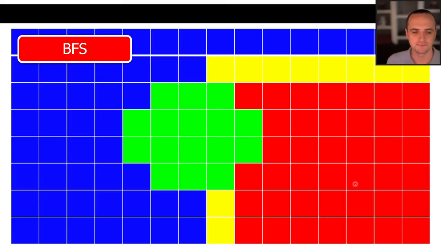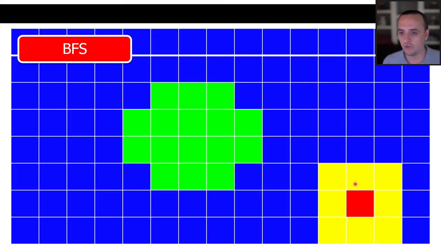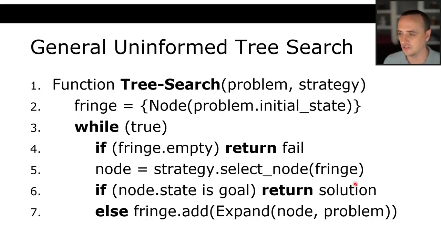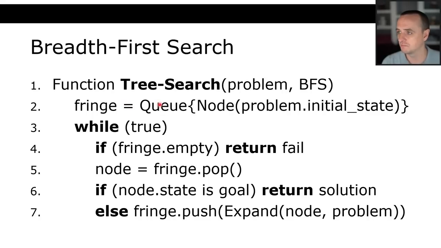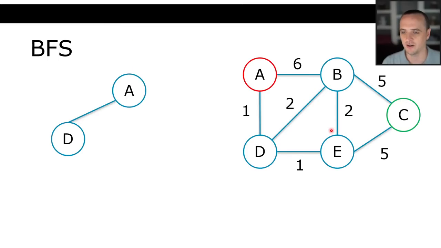Okay, so that's breadth first search. That's all that breadth first search is: we take this general algorithm and we just change the fringe into a queue. That's it. That's breadth first search. Alrighty.